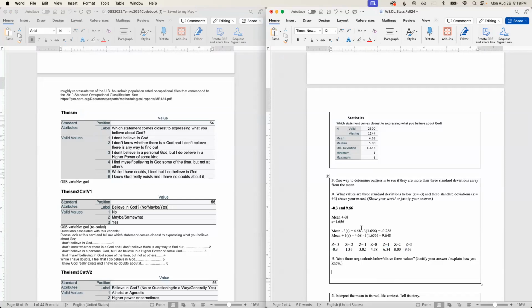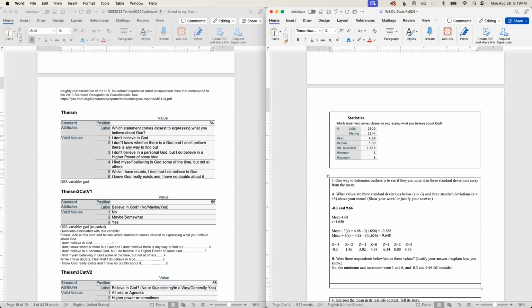However, the way we would do this normally, right, if these fell within the bounds of where people could have answered, is we can look here at the minimum and maximum. Can we see that the lowest the respondent was at was 1, right? I don't believe in God. And the highest was a 6. I know God exists with no doubts. So the lowest would be a 1, which is like here, and a 6, which is like here. And so there were not any respondents above or below those. So no, the minimum and maximum were 1 and 6, and no 0.3 and 9.66 fall outside those bounds.